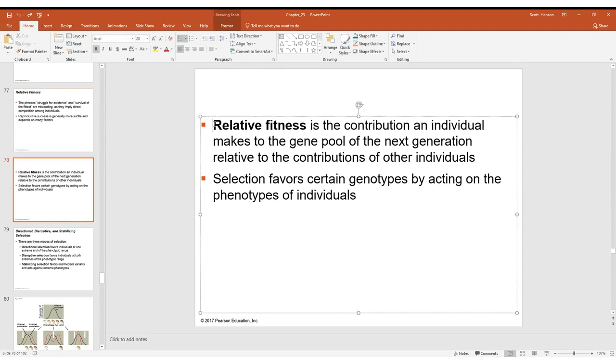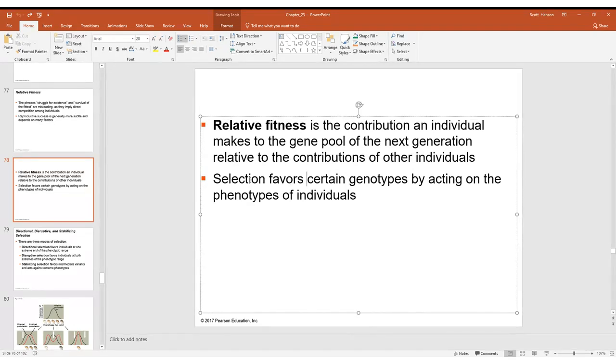And now, when we look at relative fitness, when you say that one individual or one allele is more fit than another allele, it's all relative to each other. So relative fitness is the contribution that an individual makes to the gene pool of the next generation relative to the contributions of other individuals. It's making a greater contribution relative to what the others are contributing.